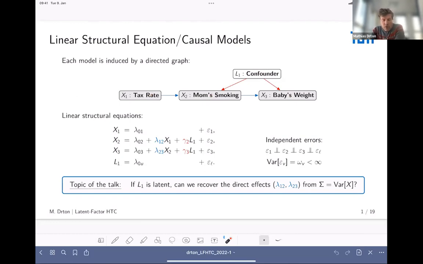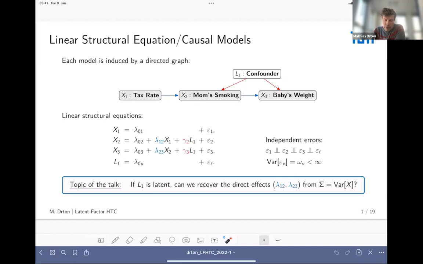And so each model is induced by such a graph. I'm using gray shade for observed nodes. If it's not filled in, it's a latent variable. And then there are edges that qualitatively tell me how different variables are interrelated. The blue edges are shown in blue because they relate to observed variables, and the red things are edges that point away from latent variables. So they give us latent confounding.